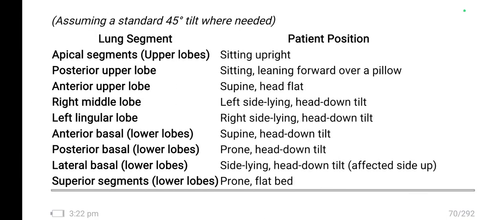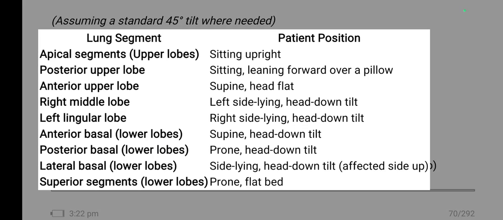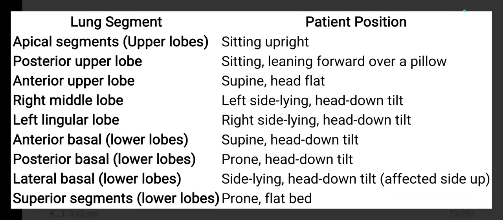Postural drainage positions for specific bronchopulmonary segments, assuming a standard 45-degree tilt where needed. The lung segment and patient position. Apical segment, upper lobe: sitting upright. Posterior upper lobe: sitting or leaning forward over a pillow. Anterior upper lobe: supine, flat. Right middle lobe: left side lying, head down tilt.